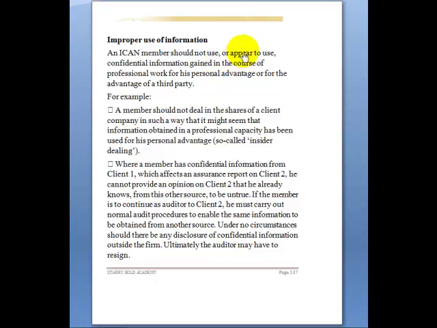An ICAN member should not use or appear to use confidential information in the course of professional work for his personal advantage or for the advantage of a third party. I've talked about insider trading, where an auditor may use information he has gotten to either buy or dispose shares or sell that information to a trader on the stock exchange. Such a person will be arrested and prosecuted.